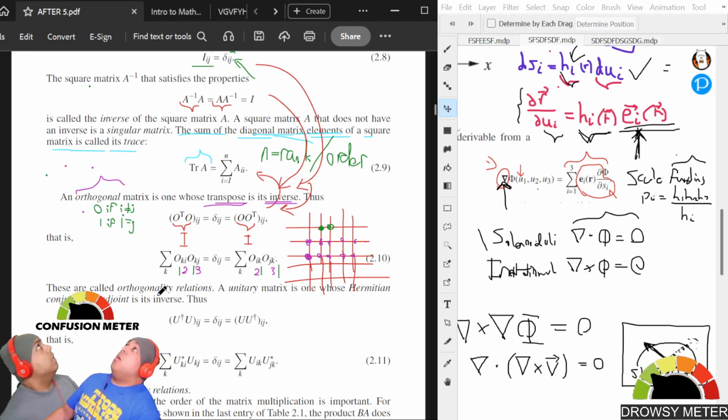These are called orthogonality relations. A unitary matrix is one whose Hermitian conjugate or adjoint is its inverse.